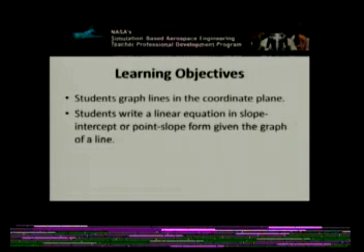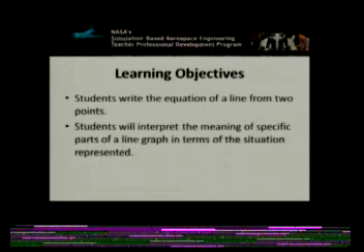What we want our students to get out of this lesson is, well, it's a review lesson, so they're graphing lines on the coordinate plane, and they're writing linear equations in slope-intercept form and point-slope form, given the graph of a line. They're also going to be writing the equation of a line from 2 points if they can't do it from the slope and the intercept. And they're going to be interpreting the meaning of specific parts of a line graph in terms of the situation represented. So is this indicating a map? Is this indicating power metrics? What exactly is this indicating in the situation?